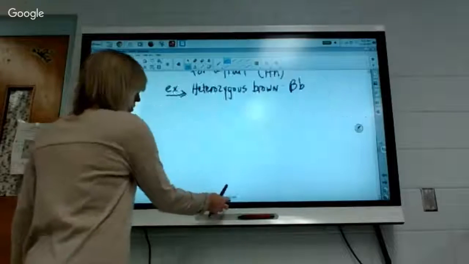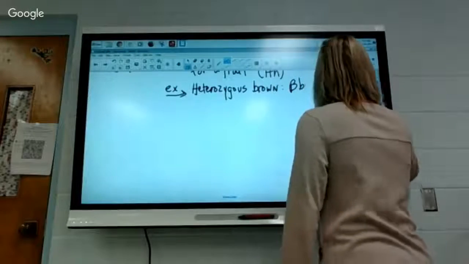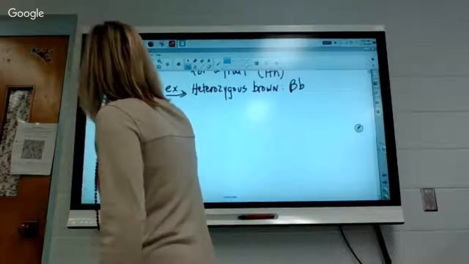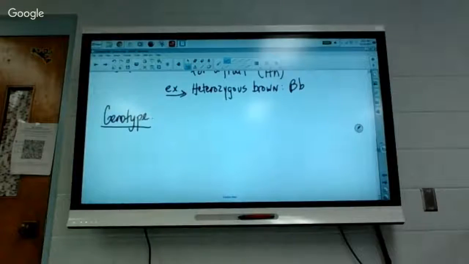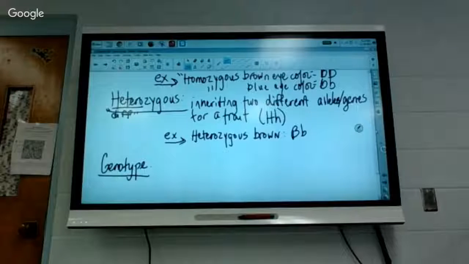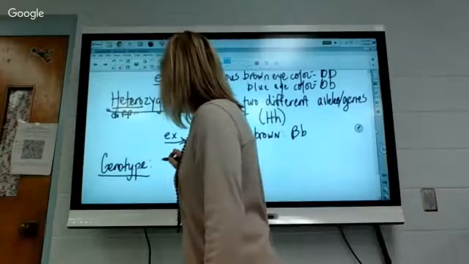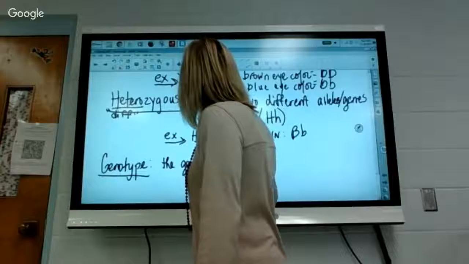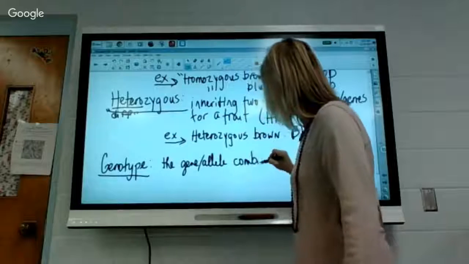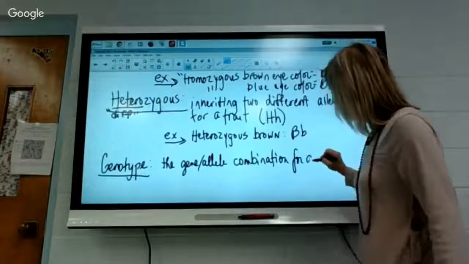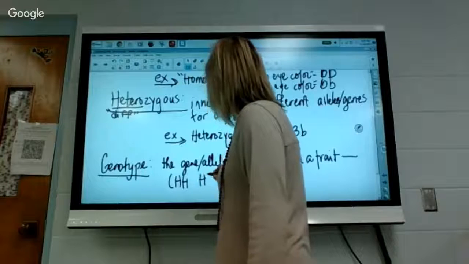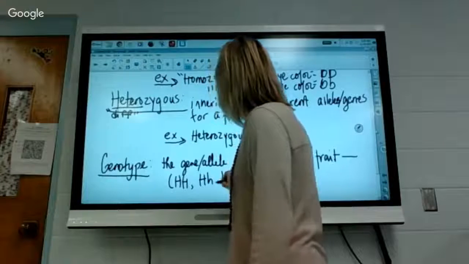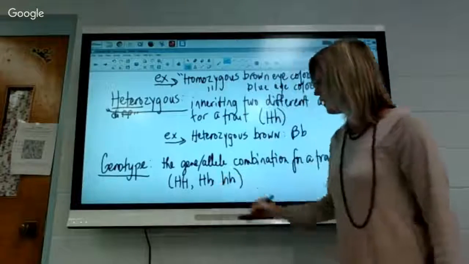So this is considered genotype. Those are genotypes. So this is the gene or allele combination for a trait. I don't care if it is homozygous or heterozygous, it's still the genotype. All of those, whatever the person inherited.